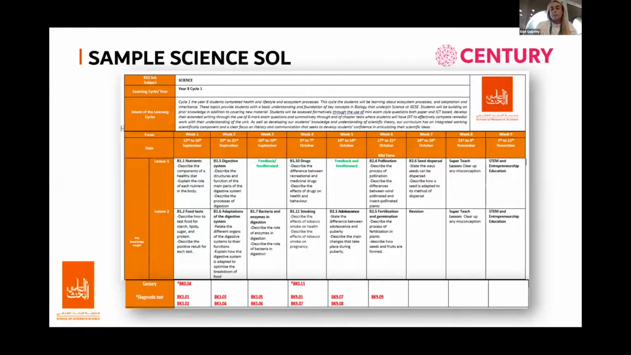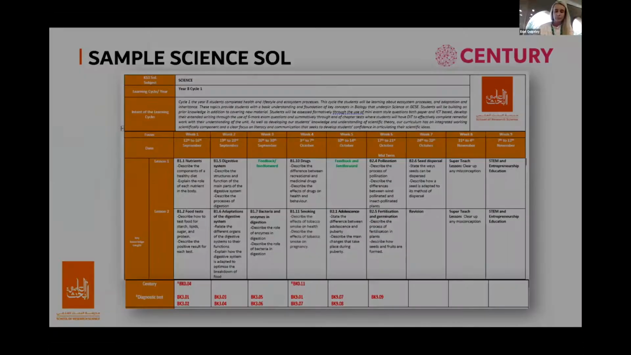So, why? When we talked about Century and memory retention, we wanted to make sure Century was fully implemented and fully integrated into our curriculum. As you can see from the screen, this is one of our year 8 science curriculums. Across the bottom, we have identified, and this is done for the whole year, exactly what diagnostics the students need to do and what nuggets they need to continue to review. The diagnostics are done at the start of the cycle, but are also redone at the end of the cycle to ensure that students are shown progress. Then during week 9, we have Super Teach or Super Learn Week, where the teacher can go back over any content where there may be gaps in knowledge.